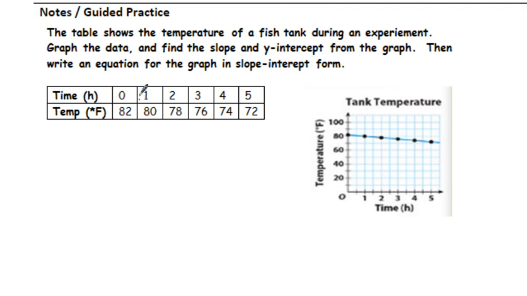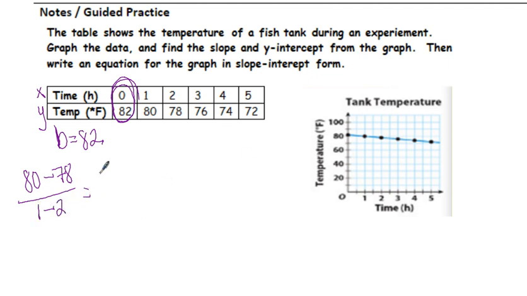So the really nice thing is there's our y-intercept because our first one's always x and our second one's always y. All right, so our b is 82. Now remember, for slope, you can pick 2 points, any 2 points you want. So maybe I do 80 take away 78 over 1 take away 2, and I get 2 over -1, which reduces to -2.